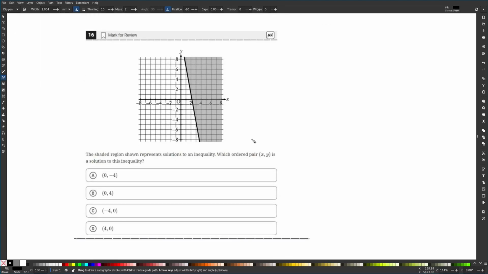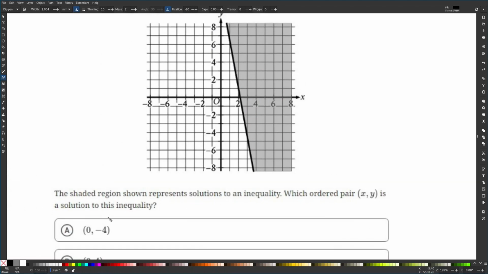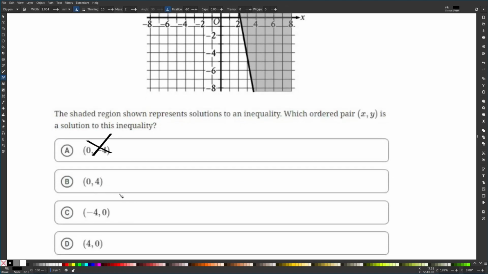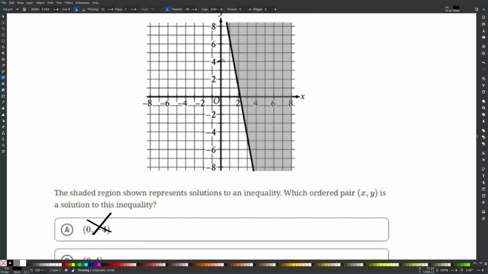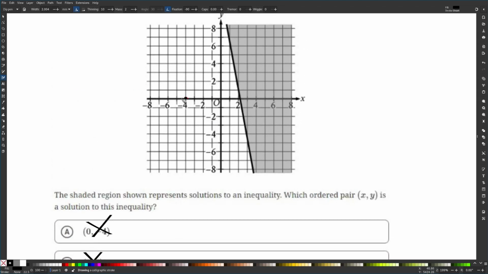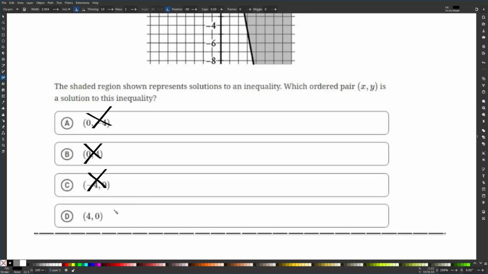Which ordered pair is a solution to the inequality? Okay, to see which one's the solution, it has to be in this shaded area, where everything's darker. So let's see which ones are in that area. Okay, (0, -4). That's here, so it's not this one. (0, 4). That's over here, so it's not that one. (-4, 0). That's over here, so it's not this one. (4, 0) is in this range, so it's D.